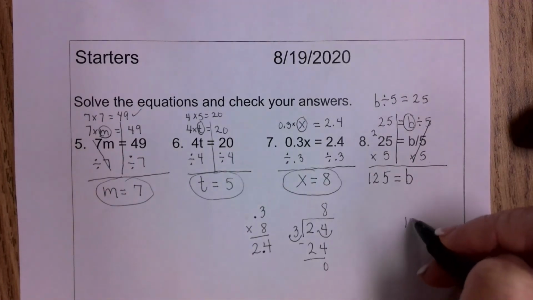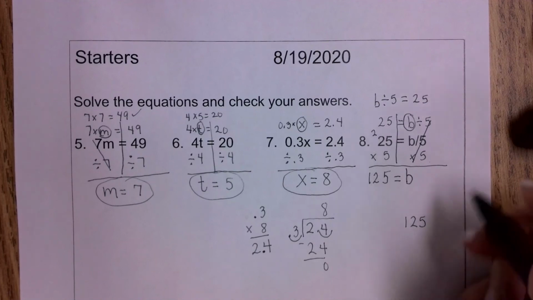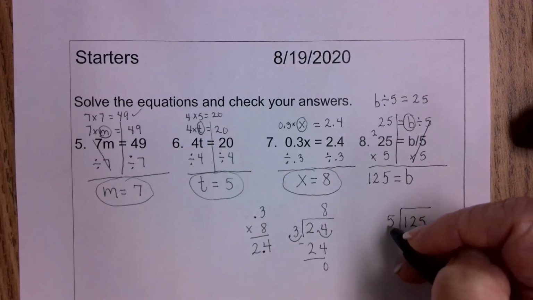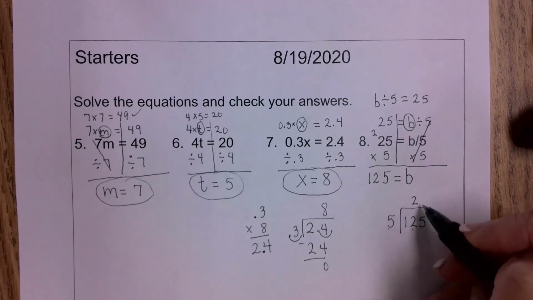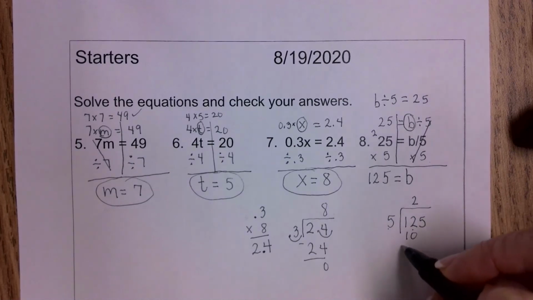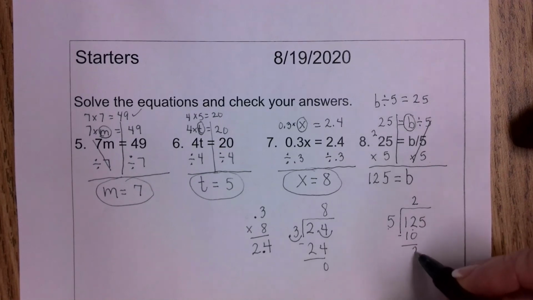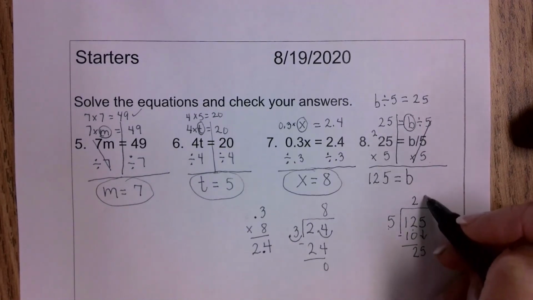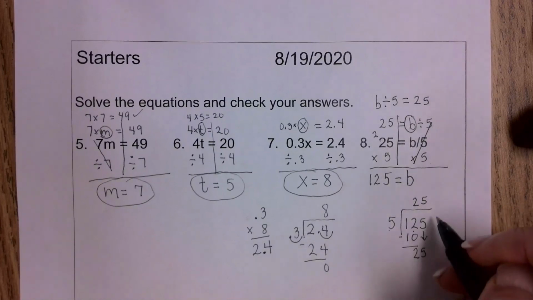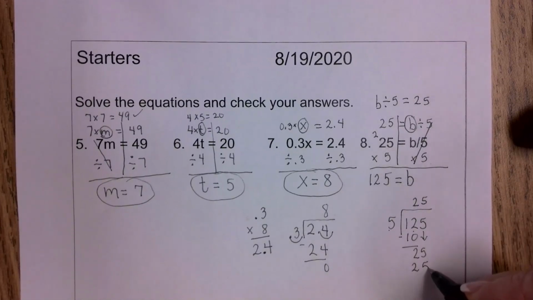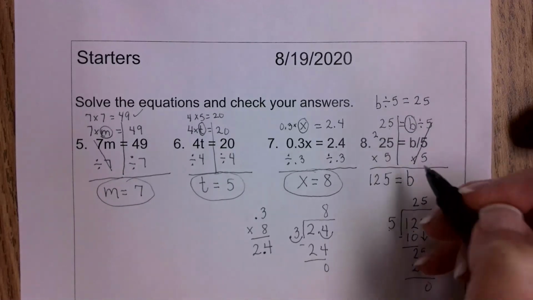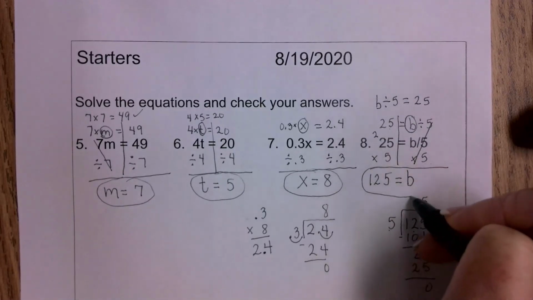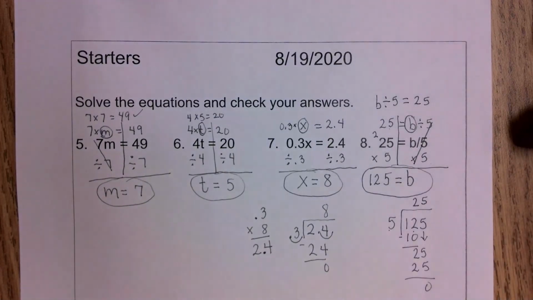And then we can check that by doing 125 divided by 5. 5 goes into 12 twice. 2 times 5 is 10. 12 minus 10 is 2. Bring down my 5. 5 goes into 25 5 times. 5 times 5 is 25. And 25 is the answer here, so b is equal to 125.